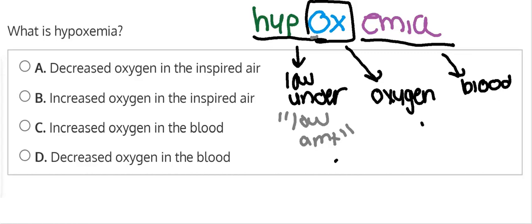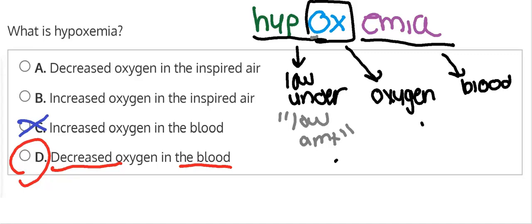And we could see that when we look at option D here, decreased oxygen in the blood. And that's exactly how we broke down this word for option D to be correct. If we look at the other choices, we know that they're incorrect because option C says an increased oxygen in the blood, which is not true. We know that it means it's a low amount of oxygen in the blood. So we can eliminate option C.